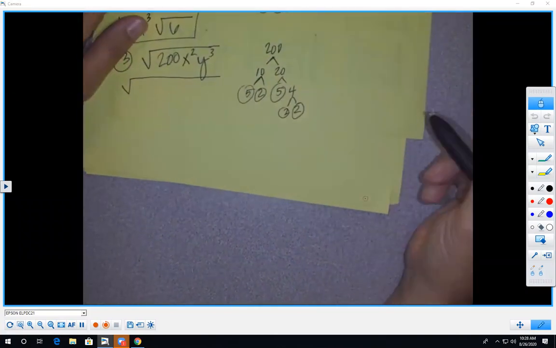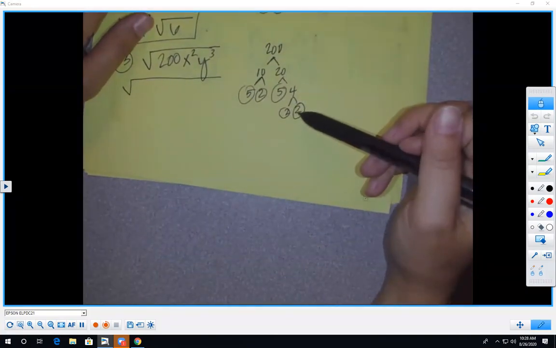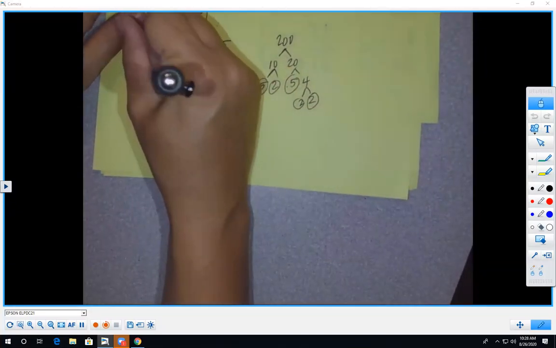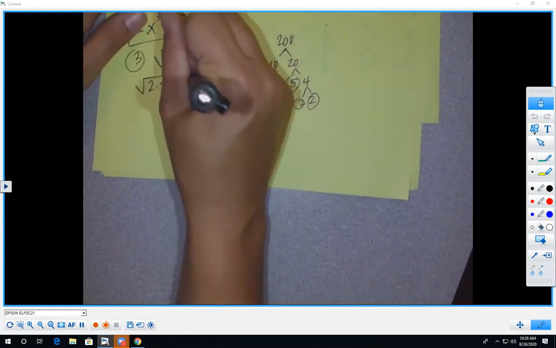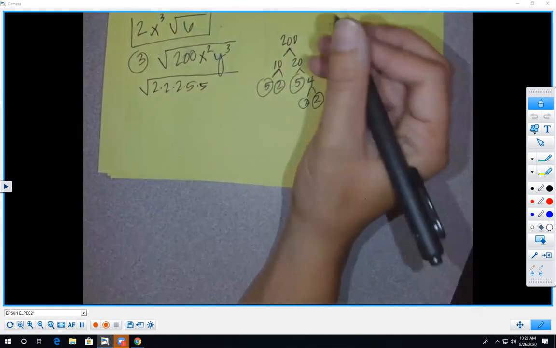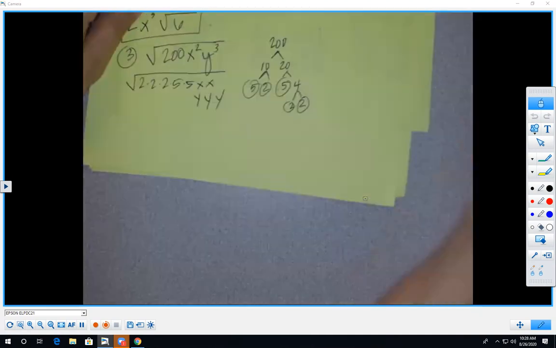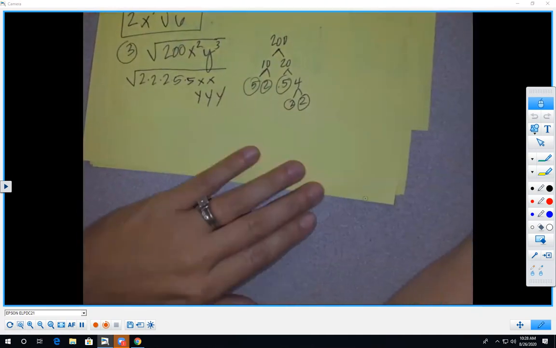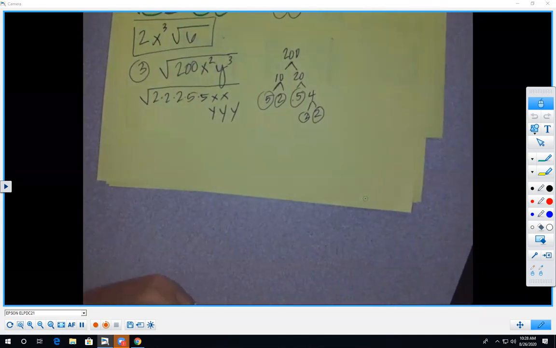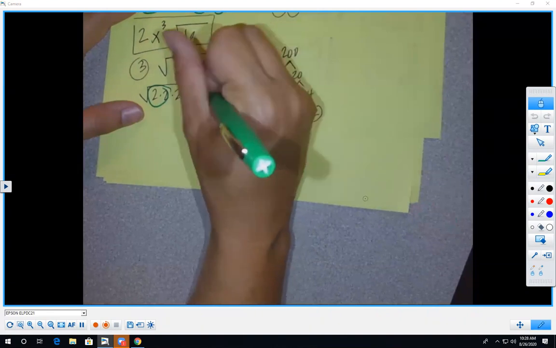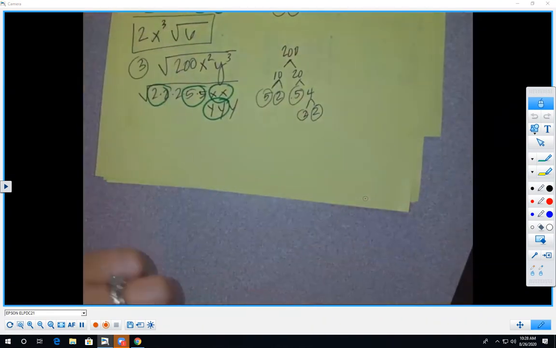Okay, for this one, whenever you break it down, no matter how you start, you should get 2 times 2 times 2 times 5 times 5. X squared means 2 x's, y cubed means 3 y's. We are taking out pairs again. I have a pair of 2's, I have a pair of 5's, I have a pair of x's, a pair of y's. So all that needs to be on the outside.